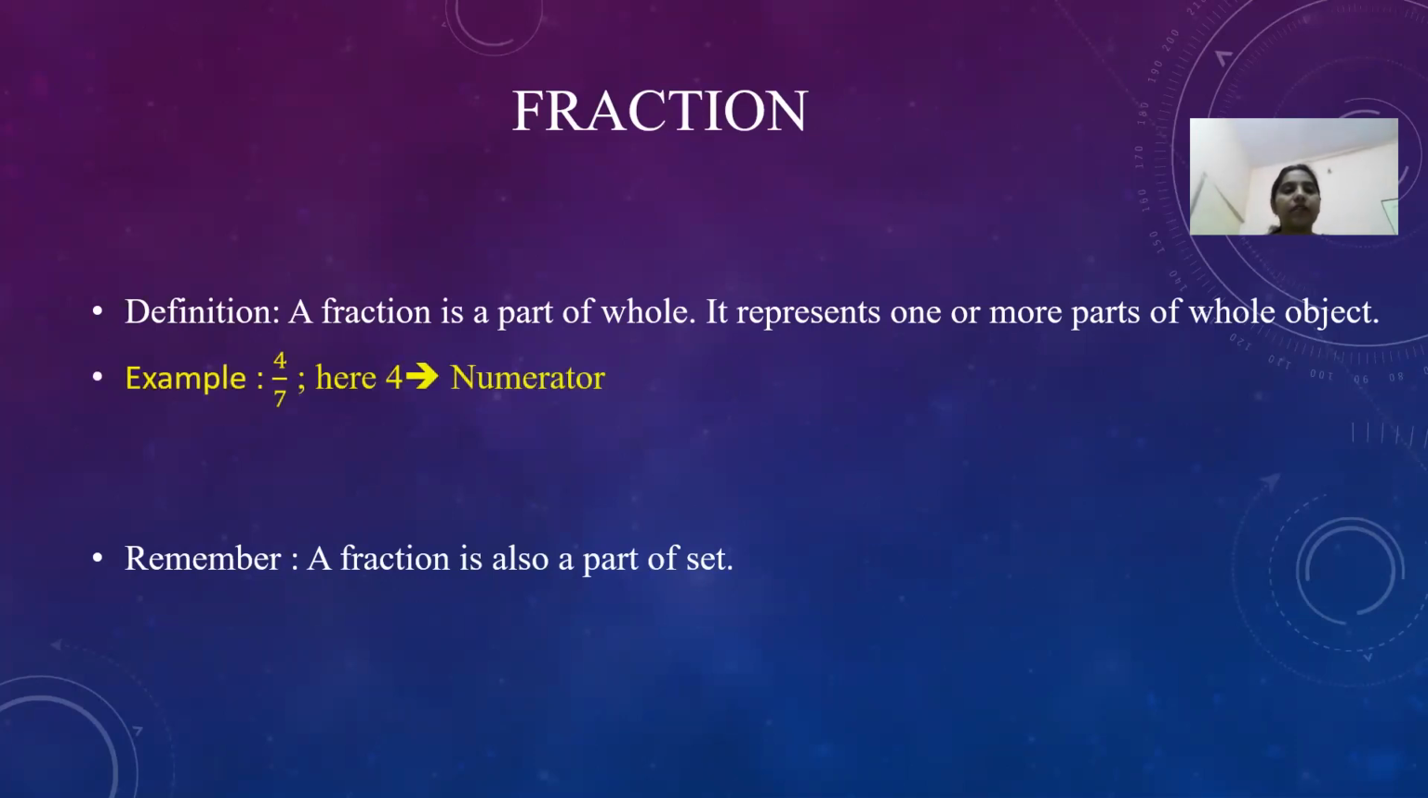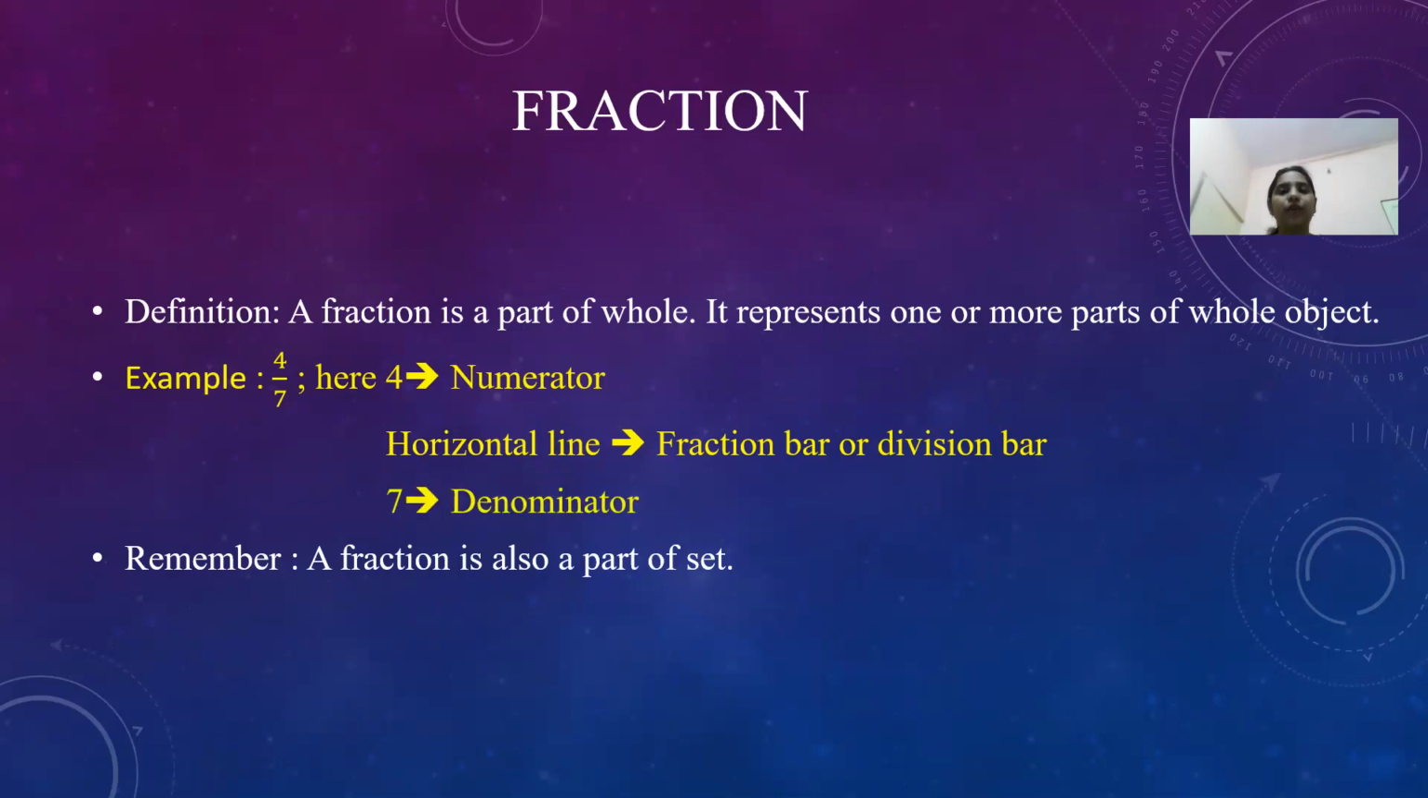Now for example, we can see that 4 by 7 is there. Here the horizontal line means a fractional bar, and the number above the horizontal bar is called the numerator and the number below the horizontal bar is called the denominator. Remember, this is the standard notation and we have to keep this notation. In this example, 4 is the numerator and 7 is the denominator.